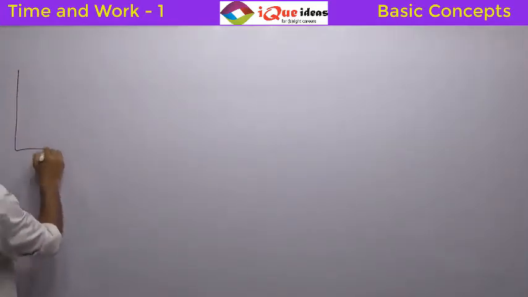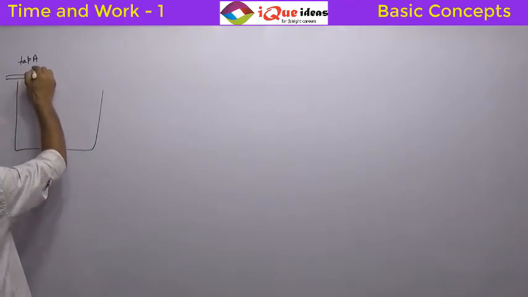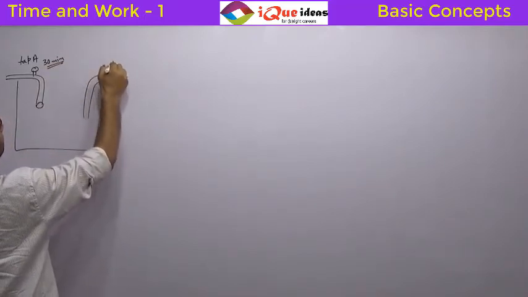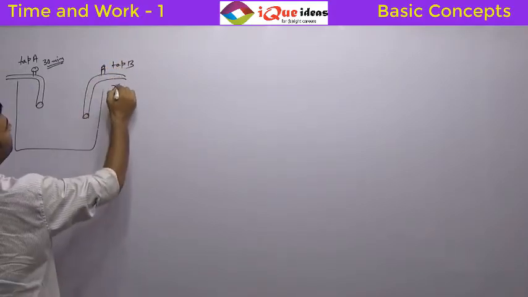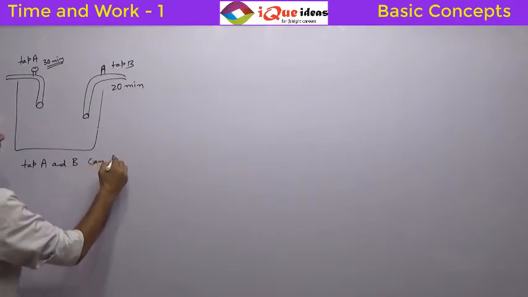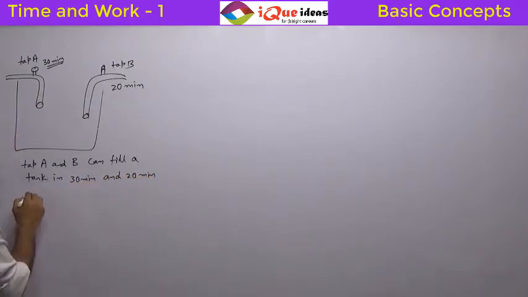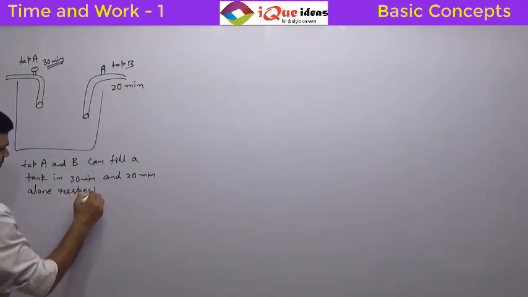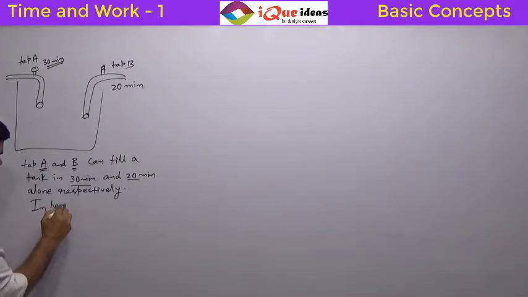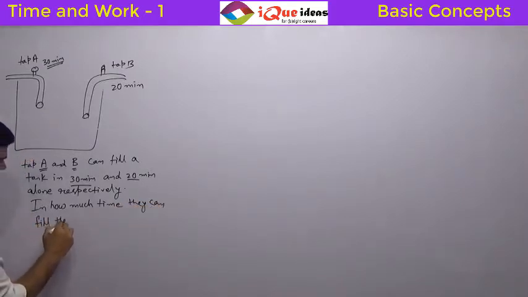Now suppose we have a tank and it says there is a tap A which can fill the tank in 30 minutes. We are changing the question now. And suppose there is a tap B which can fill the tank in 20 minutes. So I'll write it. Tap A and B can fill a tank in 30 minutes and 20 minutes alone respectively. So you have to understand that A alone can fill it in 30 minutes, B alone can fill it in 20 minutes. In how much time can they fill the same tank together?